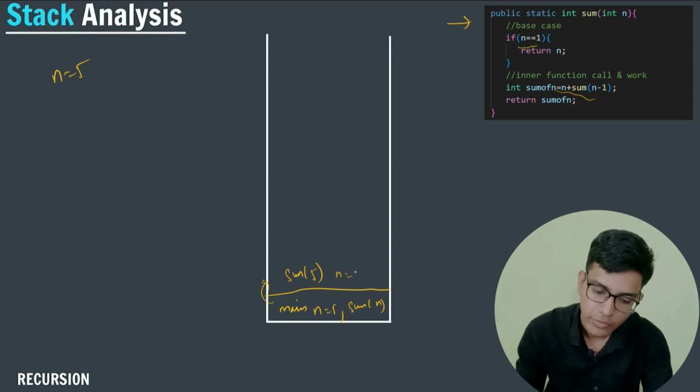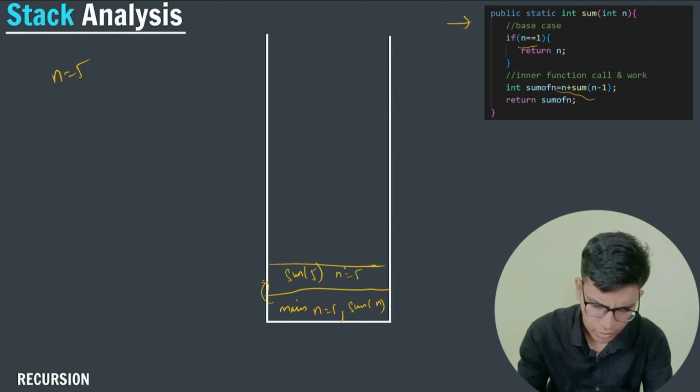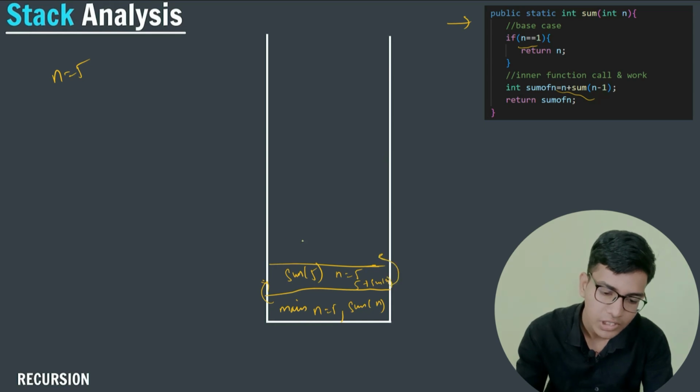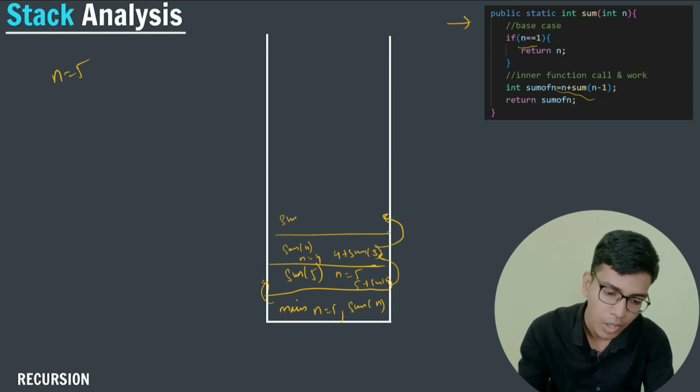Here n is equal to 5. I don't know the value of sum of 5, right? So what am I calculating? I am calculating 5 plus sum of 4. So this function will call sum of 4. Here the n value is 4. Now what am I calculating? I am calculating 4 plus sum of 3. I don't know sum of 3, so this function will call sum of 3.